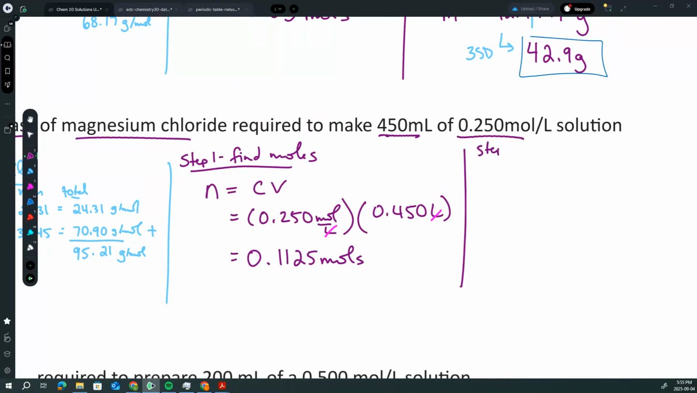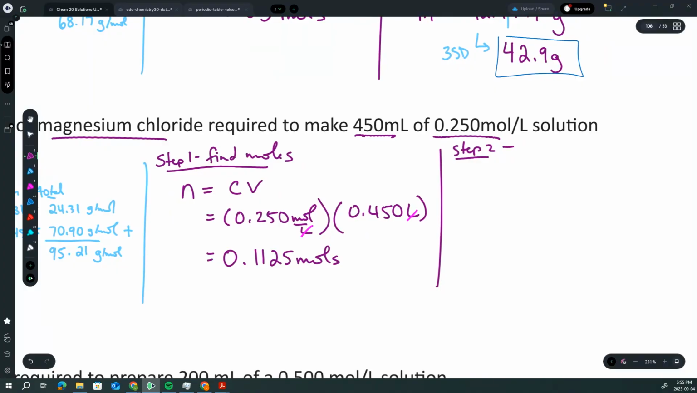And now we're at step 2, where we're finding mass. By the way, when you're doing these calculations on your own, I don't expect you to write step 1, step 2. This is just to make your notes easy to read. I do expect you to write step 1 and step 2 out for the notes, but when you're actually doing your practice problems and your assignments, you don't have to write step 1, step 2.